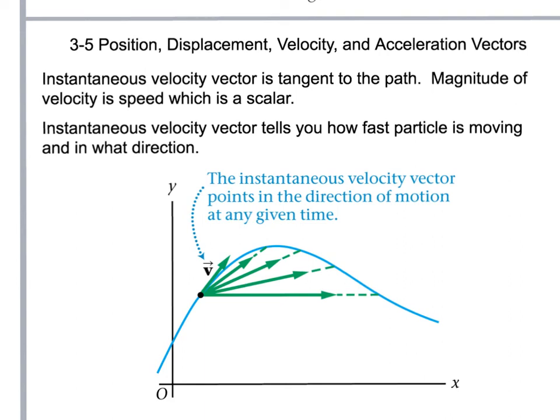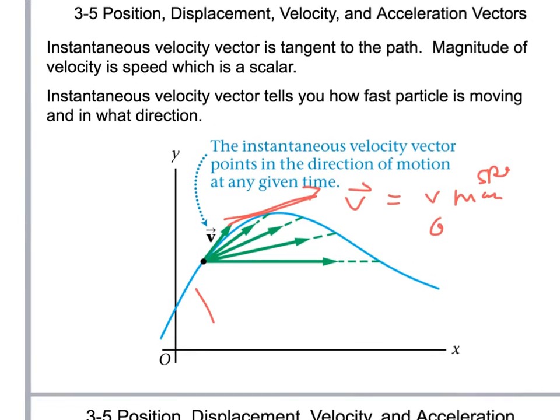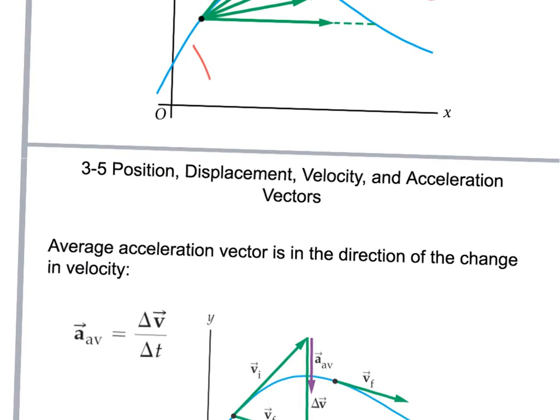So back to our position, displacement, and velocity. Our instantaneous velocity, that vector is the tangent to the path, and the magnitude is the speed, and that's a scalar. So we just want to reinforce in this slide again that tangent right here being a vector. That tangent is the instantaneous velocity vector. So the velocity vector has a magnitude, which is your speed, and then the direction, which is that angle. And velocity again tells you how fast the particle is moving, that's its speed, and in what direction, and that's going to be the angle.